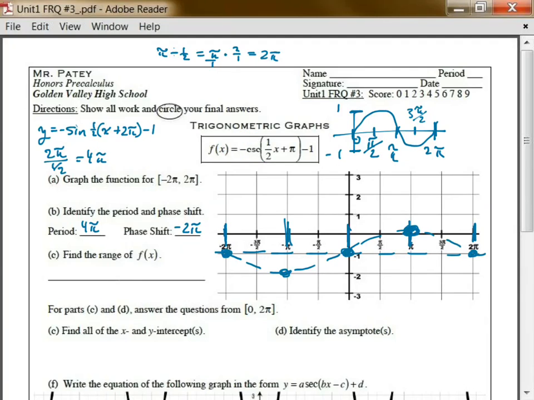Now to finish it, to graph your cosecant, you just have to put asymptotes wherever the line crosses the midline, and then you go off the minimum points and the maximum points. And so what you see in orange is my graph. Alright, now let's find the other stuff.